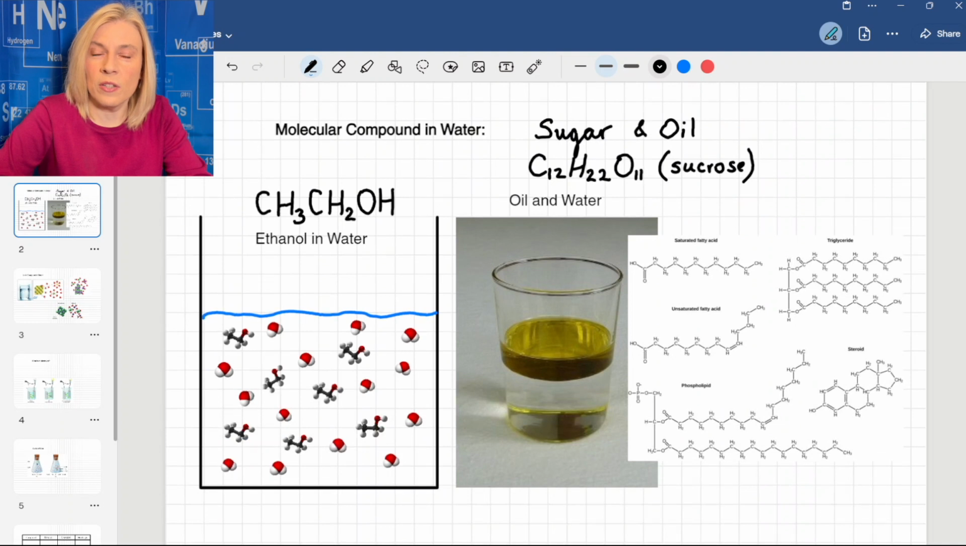Let's first focus on molecular compounds in water. What are some examples of molecular compounds that you know? Probably the one that you know the most is sugar, sucrose. The formula for sugar is C12H22O11. Another molecular compound that is very common is oil. Okay, let's think about sugar. Does sugar dissolve in water? Well, of course it does. Think of a juice you drank, any type of baking you do, all the sweet things. They are sweet because sugar dissolves in water.